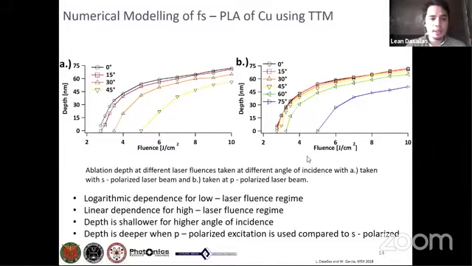From our investigation, we have seen that a higher angle of incidence will result in a shallower, meaning less deep, ablation crater. And since the temperature is higher for p-polarized light, we also observe a deeper crater when p-polarized light excitation is used.